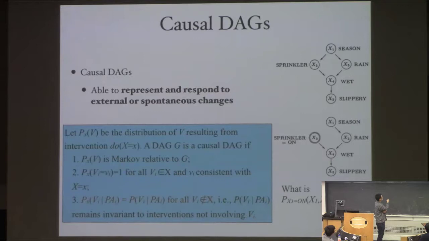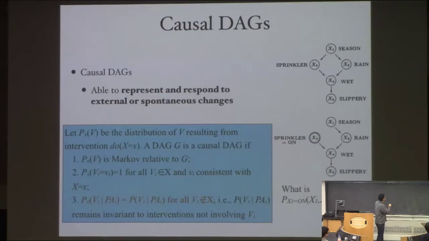And then we say a DAG is a causal DAG if those three conditions hold true. The first one says this interventional distribution is Markov relative to G. What does that mean? It means, for this distribution, the distribution of the variables after I do intervention, I can still factorize the distribution according to the graph. It can be factorized as a product of the individual probabilities of each variable given its parents. So now I can still do the same factorization for this distribution, meaning that the causal Markov condition still holds true. Okay? This is the first condition.